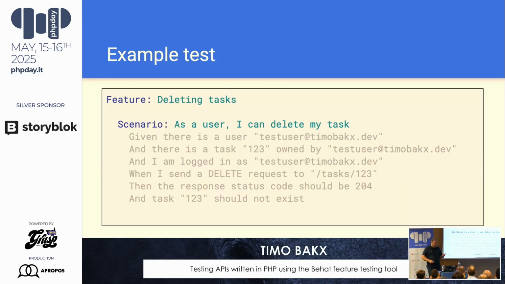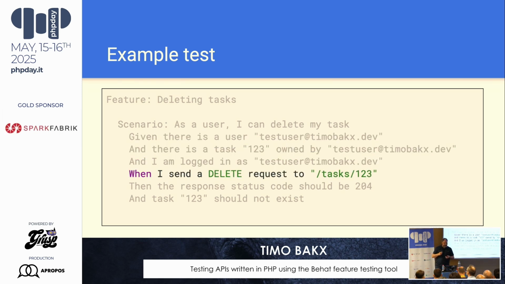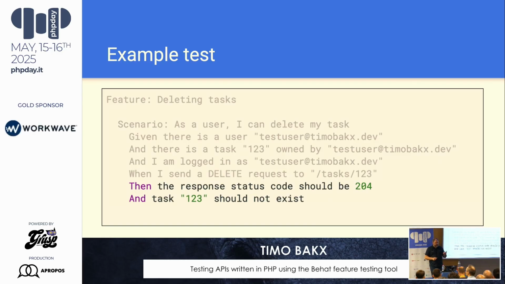So as an example, this is a feature for deleting tasks, because my demo is a task tool. We start with a scenario that as a user I can delete my task. I set up the database, I make sure that there's a task, and that I am logged in. I call the delete endpoint, and then I check that the status code is correct and that the task is actually deleted.